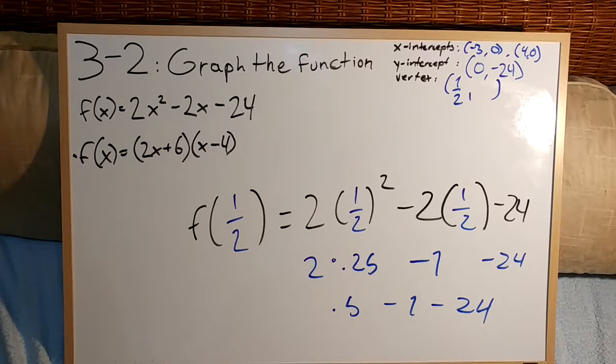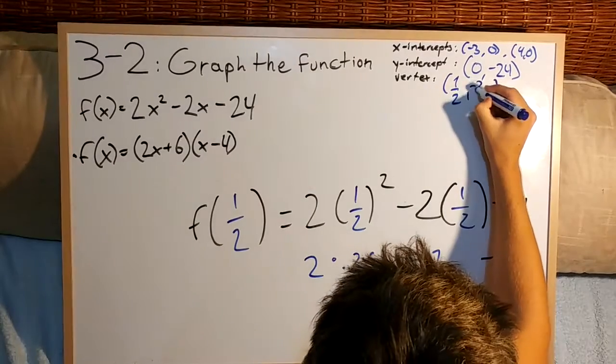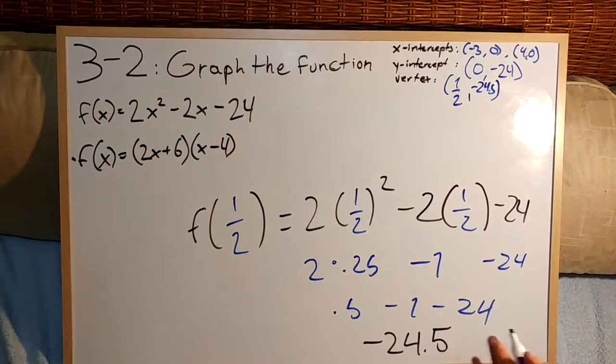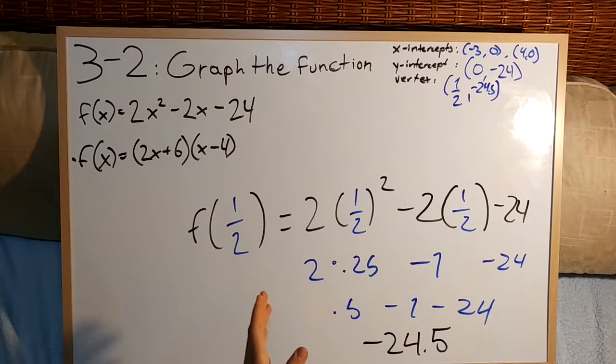Here, let me do the calculation. 0.5 minus 1 minus 24 is negative 24.5. And this is our y value for the vertex: negative 24.5. And we found our four points necessary to graph the function.